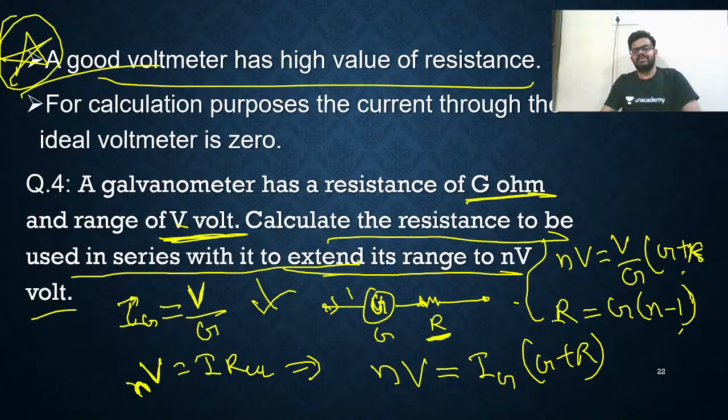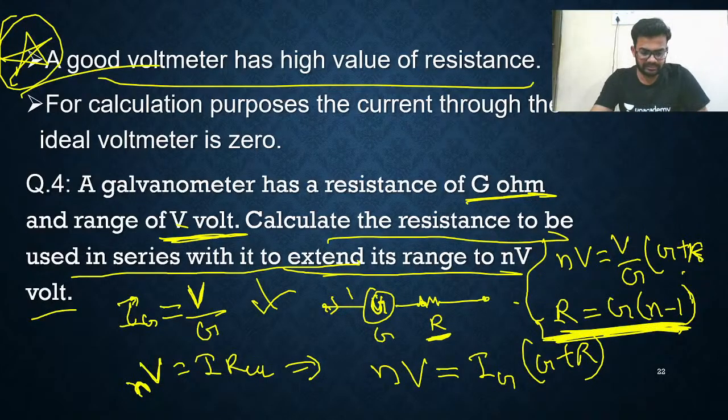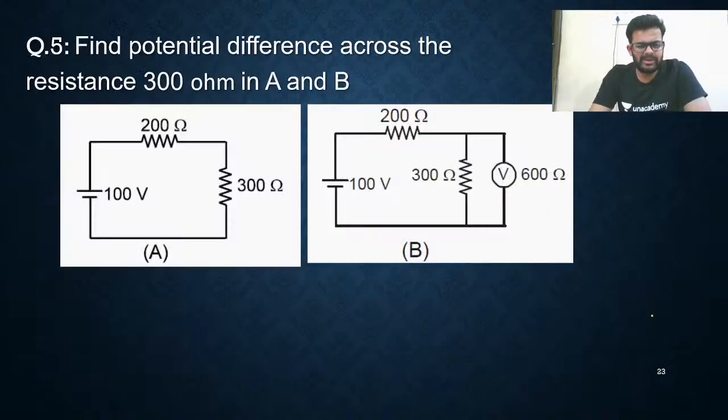So that's the answer. R is equal to G into N minus 1. Okay. That's all. Yeah, Khushi, I asked them, but they are not agreeing with that. Okay, no problem.